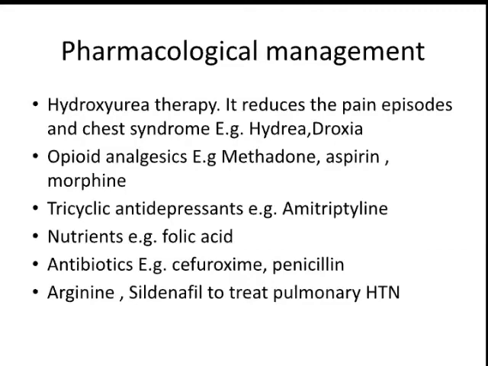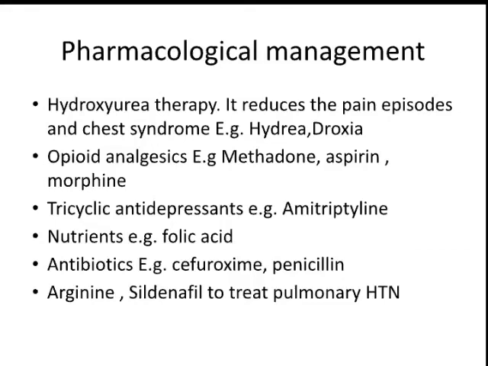Pharmacological management. Hydroxyurea therapy reduces the pain, especially in the joints as well as in chest syndromes. Opioid analgesics like morphine, methadone can be given. Tricyclic antidepressants, because the patient may have severe psychological stress, so amitriptyline was helpful. Nutrients: folic acid supplement, which they have to take lifelong.